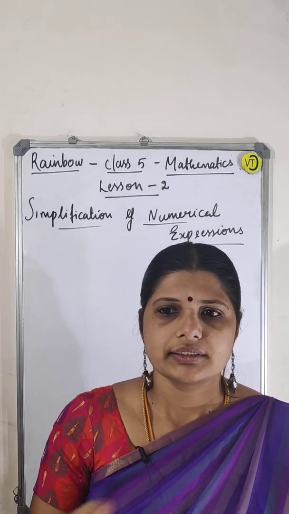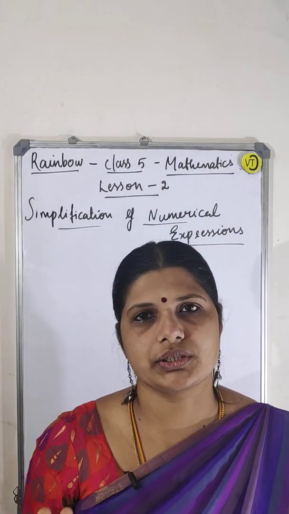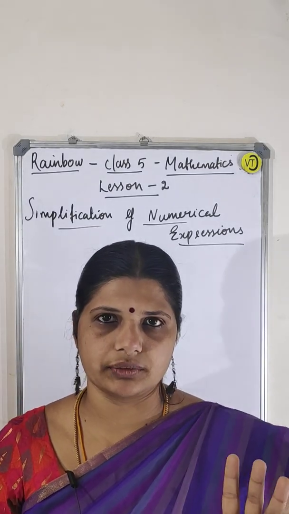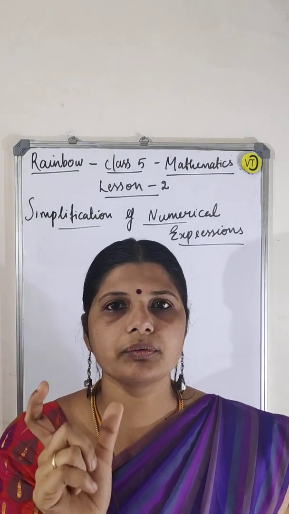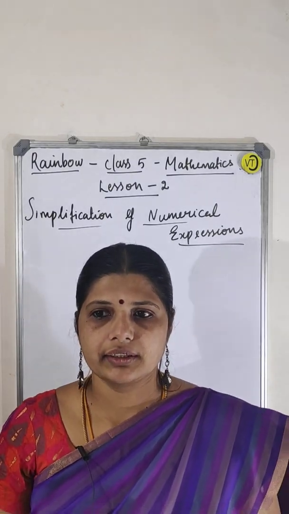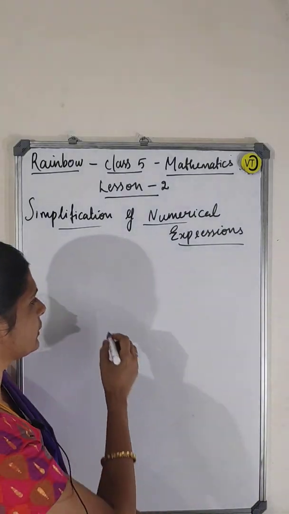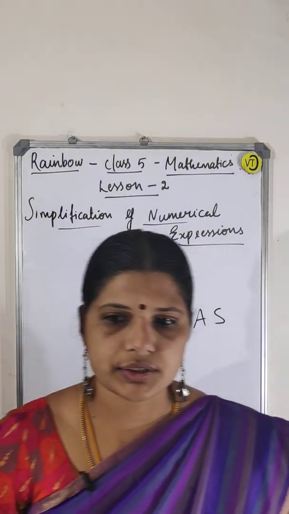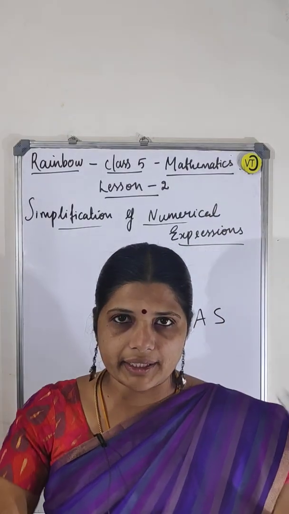See guys, the simplification of numerical expressions involves the four fundamental operations: plus, minus, division and multiplication. We can call it the BODMAS rule. If two or more operations are there, then you have to use the BODMAS rule. BODMAS, the BODMAS rule. In the BODMAS rule, B stands for bracket.